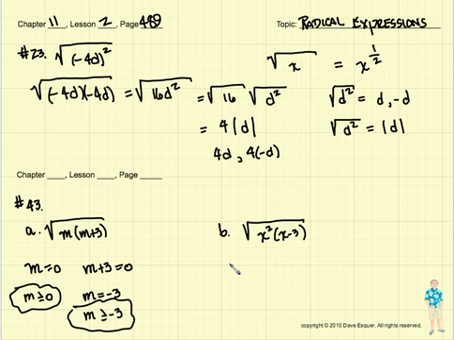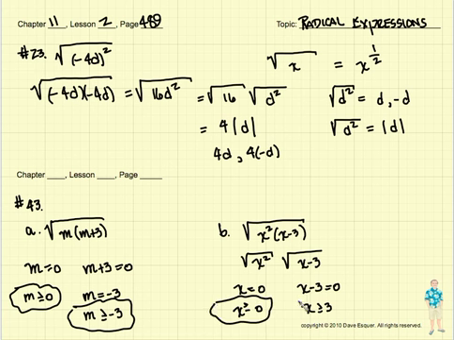For part B, we're going to do exactly the same thing. We're going to break it up into x squared and x minus 3. In order for this to be true, we're going to have to say that either x is equal to 0 or x minus 3 is equal to 0, which means x has to be greater than or equal to 3, or x has to be equal to 0. Greater than or equal to 0, sorry. So the same answers work for both A and for B.